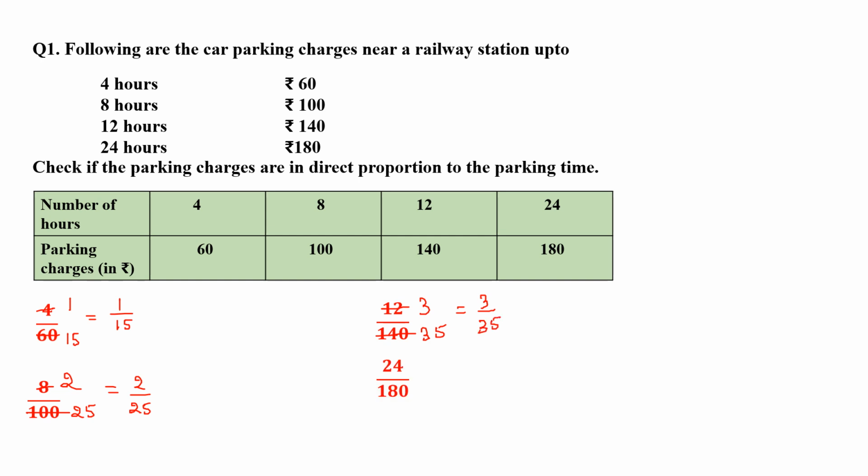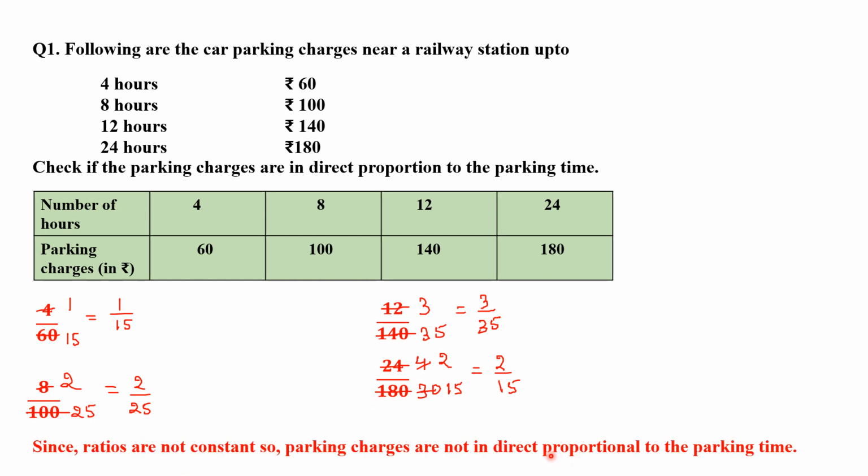And the last case, 6 times 4 is 24, 6 times 30 is 180. 2 twos are 4, 2 times 15. So it is 2 by 15. So if you see here, in each case the ratios are not the same, right? They are not constant, they are different. So we can say that the parking charges are not in direct proportion to the parking time.